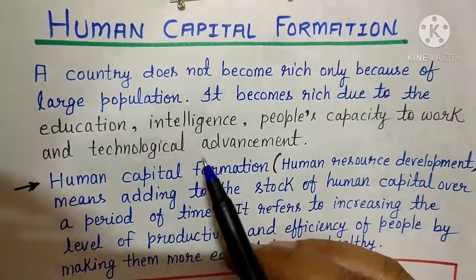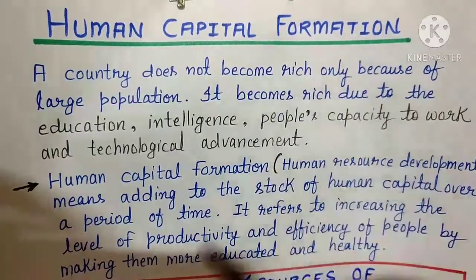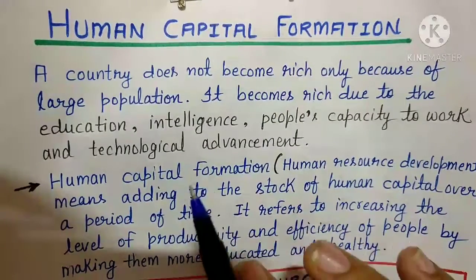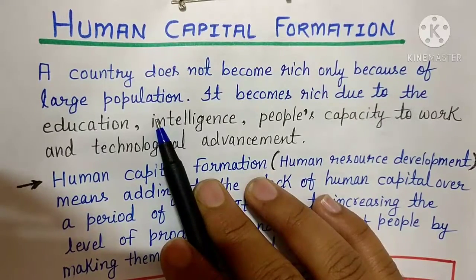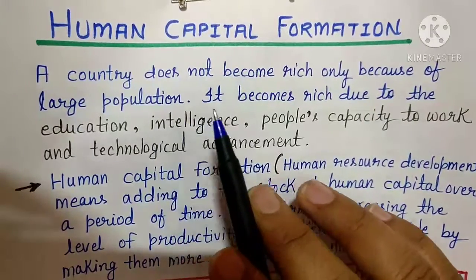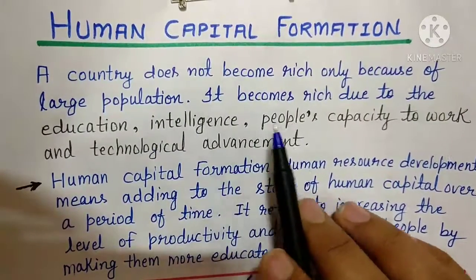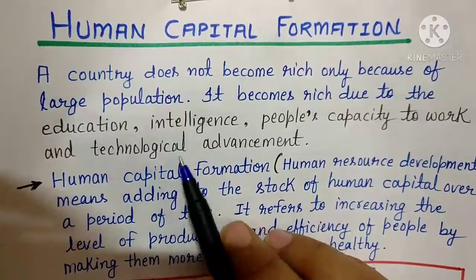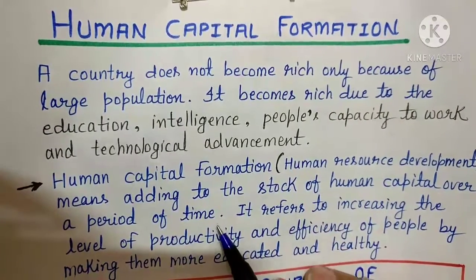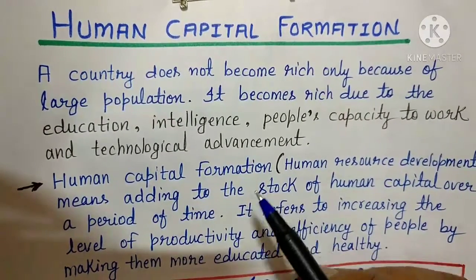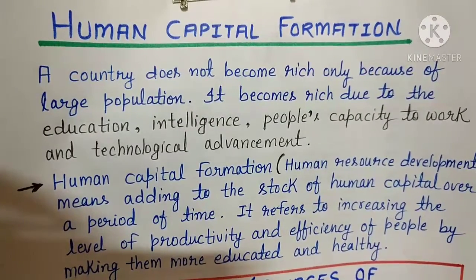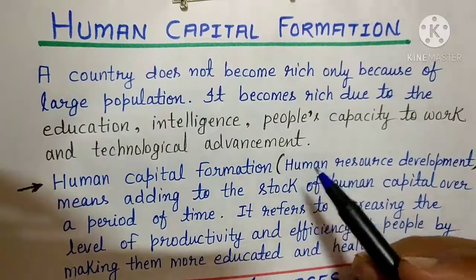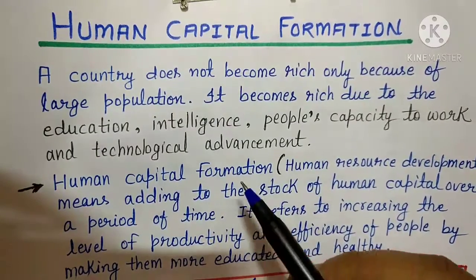After learning about human capital, it's time to learn about human capital formation. See, a country does not become rich only because of a large population. It is not like the country with the highest population will be the richest. A country will become rich due to education, intelligence, people's capacity to work, and technological advancement. As you can see, compared to India, the USA's population is less, but still the USA is richer than India. So it depends on education, intelligence, people's capacity to work and technological advancement that makes a country rich or poor.